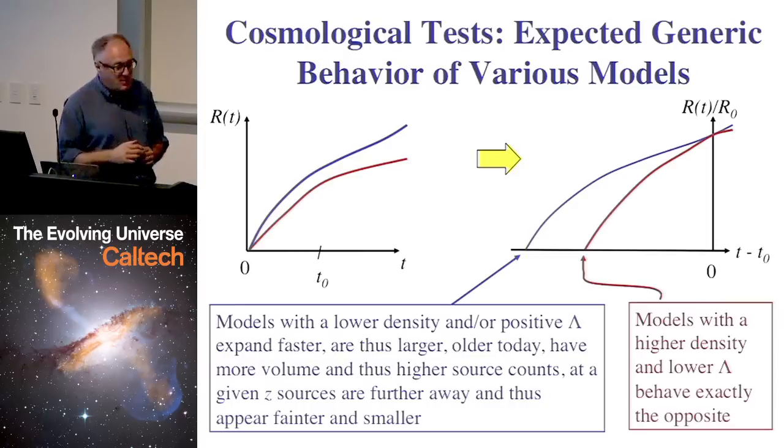And exactly the opposite if we're looking at low density models and/or with positive cosmological constant. Those would be larger, things would look smaller, they would look fainter, and volumes will be bigger, so there'll be more things out at high redshifts. And so in this way, we can connect theoretical models with observational quantities, and that's how observational cosmology is done.